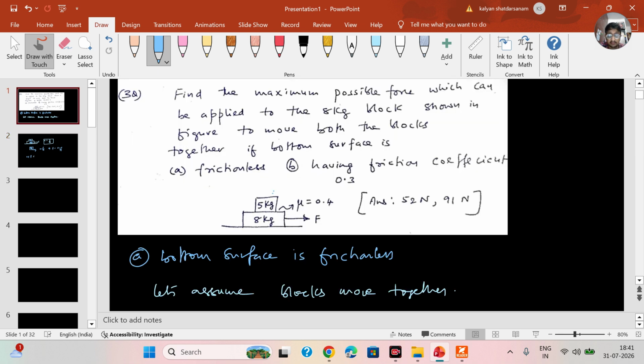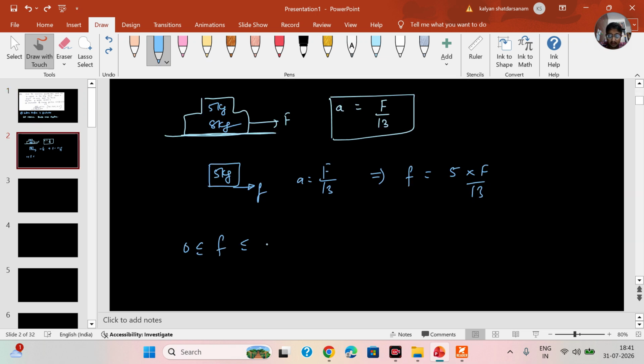And what is the mu s given between these? 0.4. You see here it is given to be 0.4. And n at this junction will be equal to the weight of 5 kg, because this 5 kg is in equilibrium. So it will be 50. So I can say 0.4 into 50. This should satisfy. As long as this satisfies, the blocks move together. The friction is static, they move together.